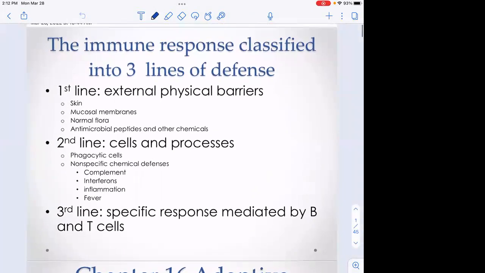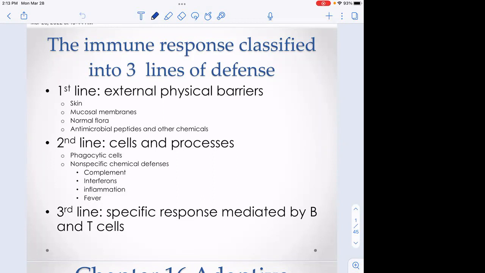Okay, questions about innate immunity, comments? All right, so you can be working on that chapter 15 homework. I think it's probably a little bit longer than some of the other assignments have been. Chapter 16 is also a long one.